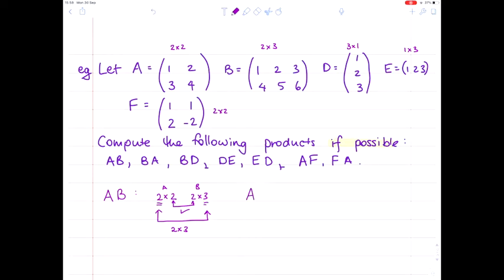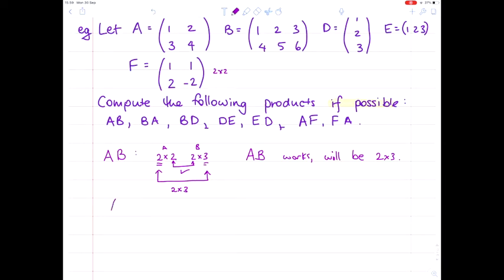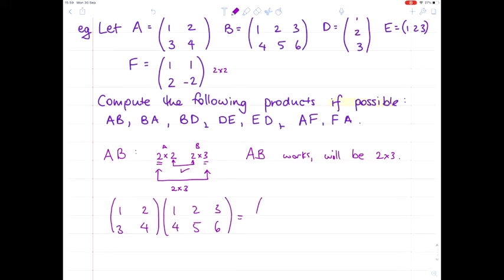Okay, so A times B works, and will be 2 by 3. So here we go. Here's A, here's B, and we know that the thing that we're going to get needs to be 2 rows by 3 columns, so it's going to have 1, 2, 3, 4, 5, 6 entries.